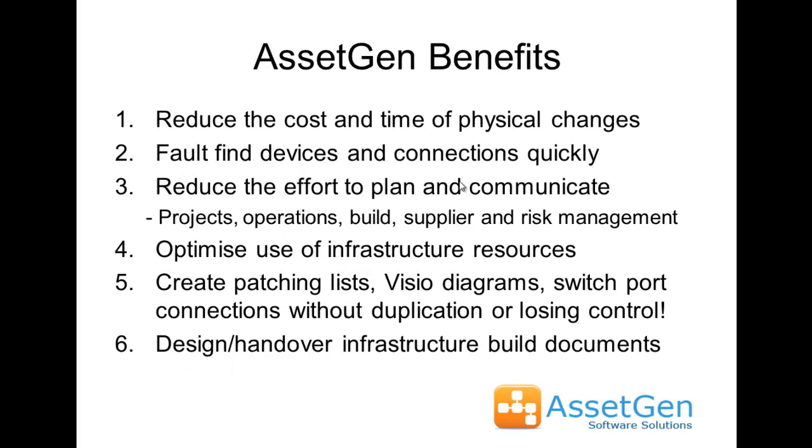The benefits of using AssetGen to document and manage your cabling cover many areas. The first is that it reduces the cost and time of making changes in the infrastructure, as you don't need to do physical surveys, and it also makes it easier to generate build and decommissioning documentation. You can reduce the effort to plan and communicate so that it's very quick and easy to do handover between projects and operations, to get third parties to do build, and to also understand risks where you may have single points of failure. It also makes it very easy to work out if there are opportunities for consolidation, whereby by moving some switch ports, you can maybe free up a couple of chassis and redeploy them.